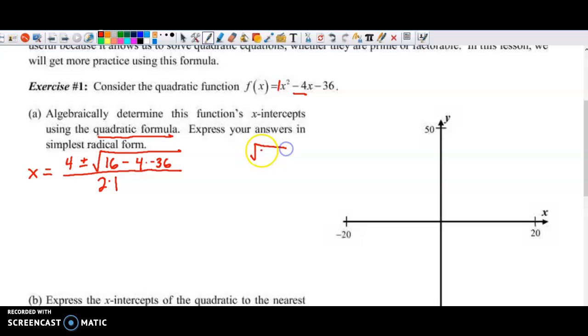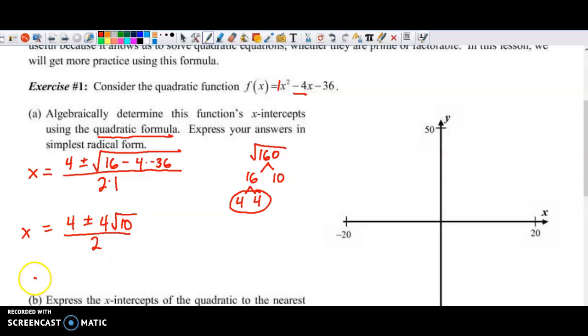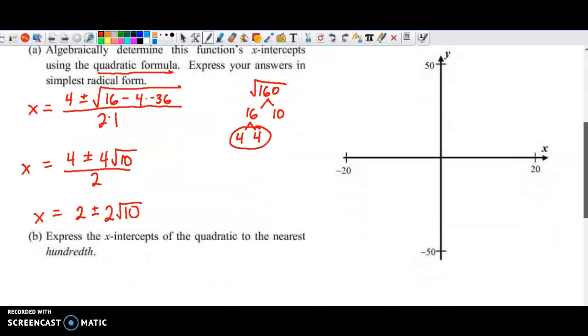I would encourage you to do the scratch work off to the side. You could break that down as 16 and 10, and then 4 and 4. You could break down 10, but there are no other pairs. So we're looking at x-intercepts of 4 plus or minus 4 root 10 all over 2. But in simplest radical form, I need you to divide all those whole numbers by 2. So we're looking at 2 plus or minus 2 root 10. That's just simplest radical form.